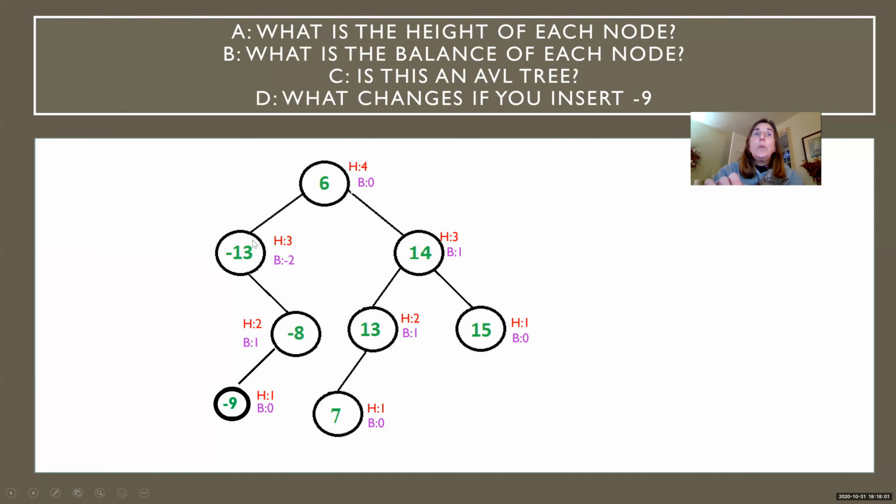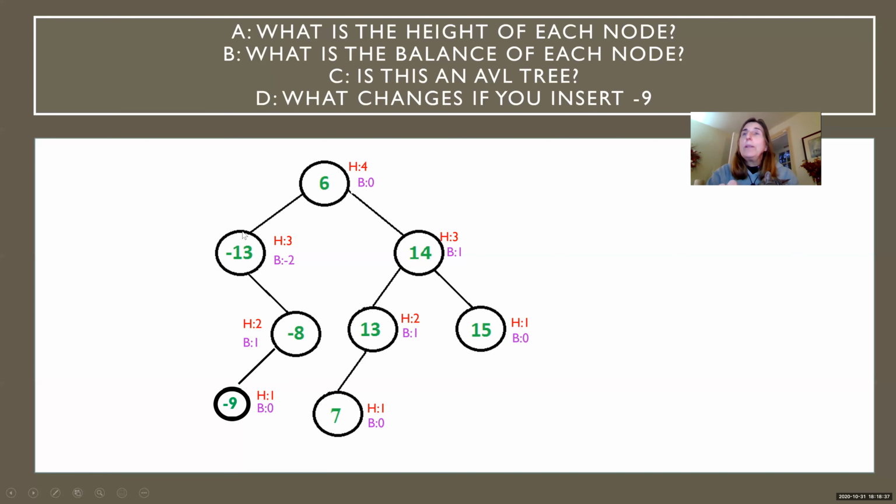Okay, now we go to its parent. The height of this changes, becomes 3, but also the balance changes because the height of its left child is 0. The height of its right child is 2. 0 minus 2 is negative 2. So negative 13's balance is negative 2. That means this is unbalanced. This is our unbalanced node right here. And it's caused by the fact that we just inserted negative 9.